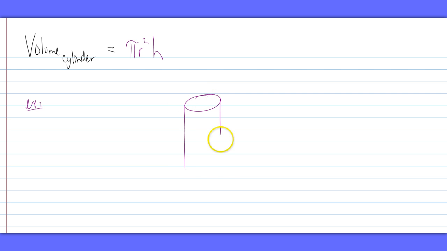So we've got this cylinder. We're going to say this length is 16, this length is 10. From that, we're going to calculate the volume. I'll write down my formula. Volume is pi r squared times the height.